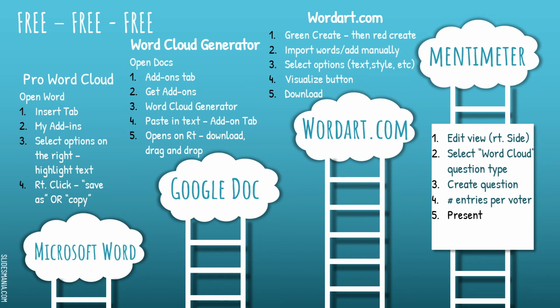This slide really is a slide for you. It gives you each one of the options that I just went through: Pro Word Cloud, which is Word Cloud Generator, the add-on for Google Docs, wordart.com, and also Mentimeter. This gives you step-by-step directions on how to access and use what I demonstrated today.